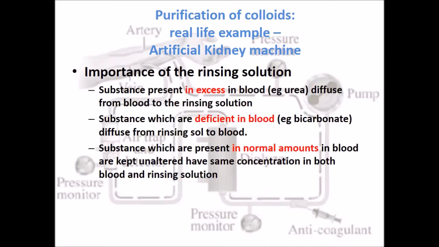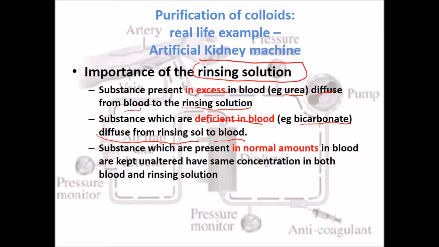In the artificial kidney machine, it is important that the rinsing solution meets certain criteria. For example, a substance present in excess in the blood, which is unwanted, for example urea, should diffuse from the blood to the rinsing solution. And substances which are deficient in the blood, for example bicarb, should be available in the rinsing solution, so they will diffuse from the rinsing solution back to the blood.